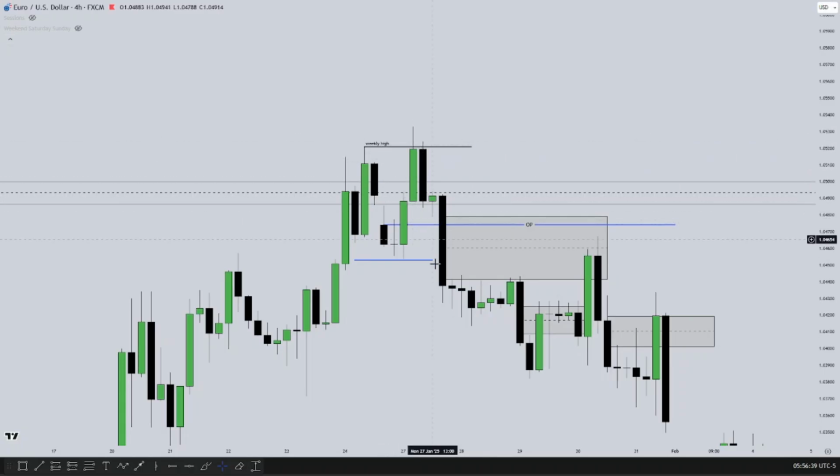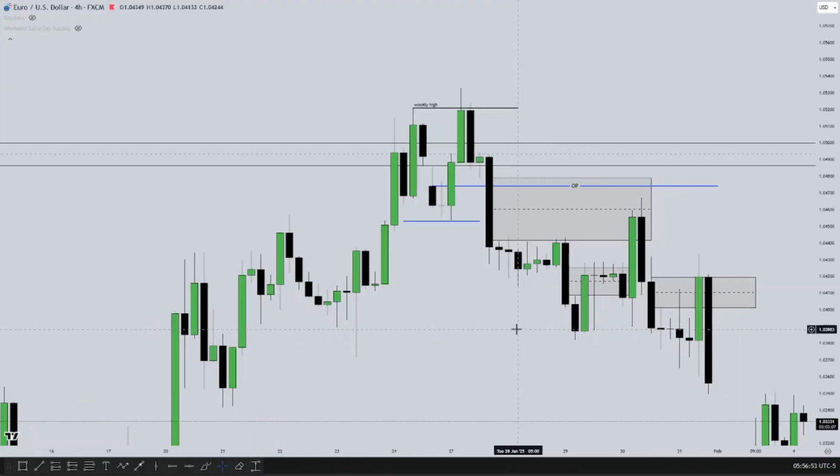So you wait for price to shift structure, go below the opening price, or even if price is still above the opening price, as long as there's a 4-hour shift in market structure, then you can still look for lower prices. So on the weekly trend reversal candle, you want to see the shift in market structure from the 4-hour time frame, and you trade after the shift in market structure.